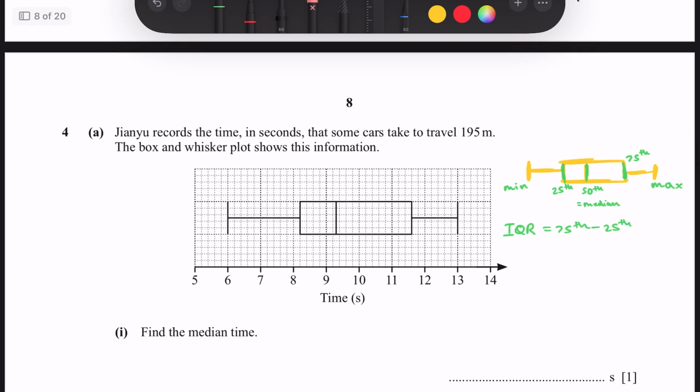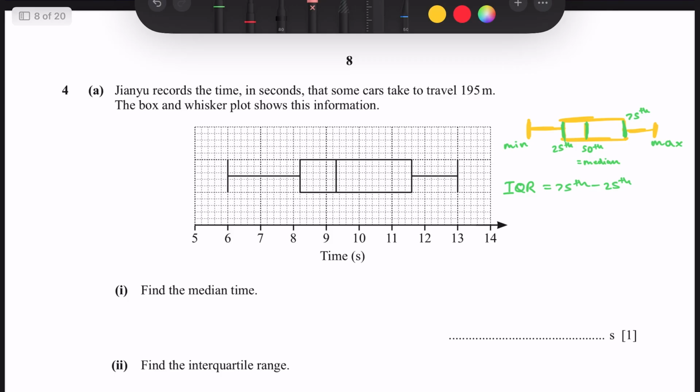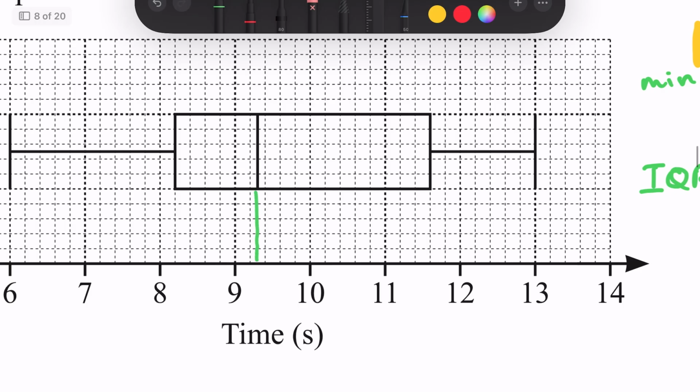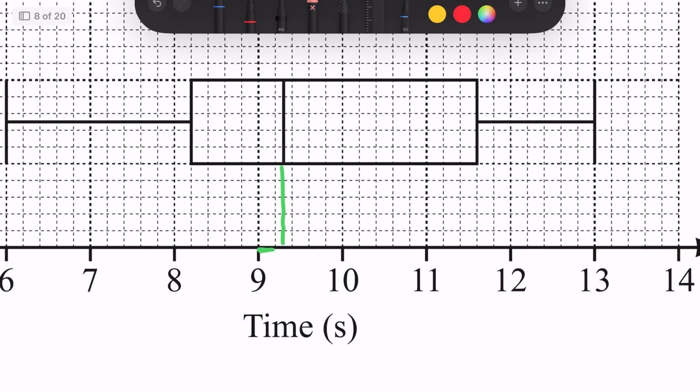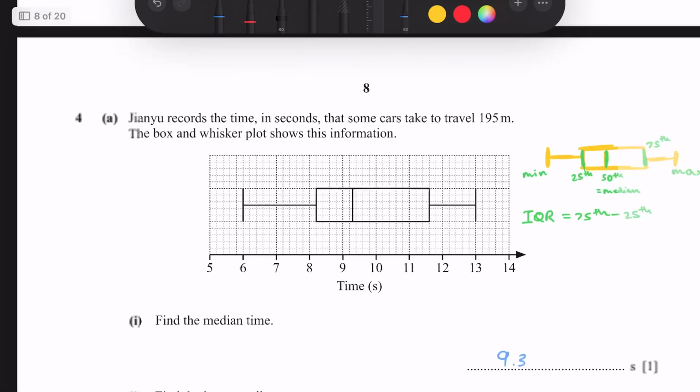So in this case, part A says to find the median time, and this is equal to the line in the middle of the box. And so as you can see, the corresponding time would be equal to, if each division is equal to 1 divided by 5, then half a division would be 1 divided by 10, so 0.1. So 9 plus 0.2 plus 0.1 is equal to 9.3, and this is our answer for A. Since as you can see, this value is 9.2, this is 9.4, and the middle of these two values is 9.3, which is where our median lies.